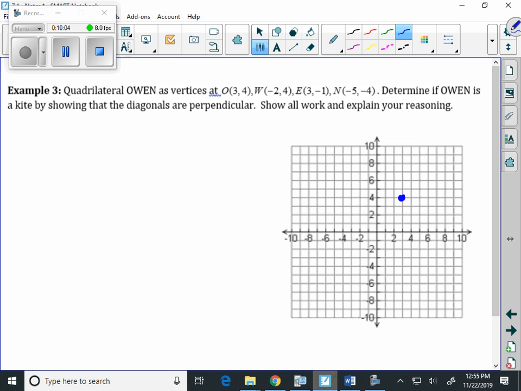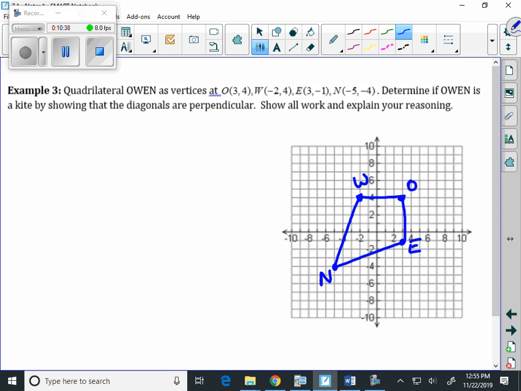O is (3, 4). W is (-2, 4). E is (3, -1). And N is (-5, -4). So here is our possible kite. I want to go back and finish labeling it. Here's E and here's N.